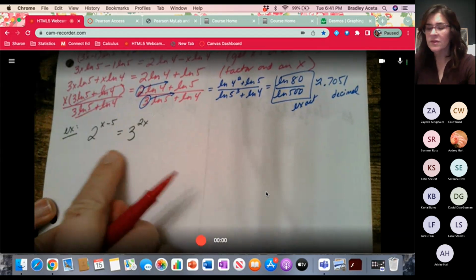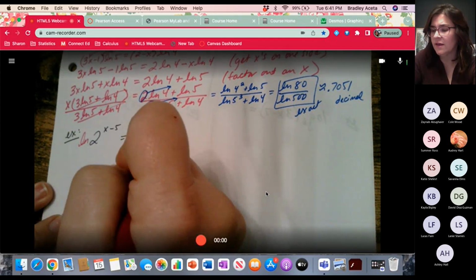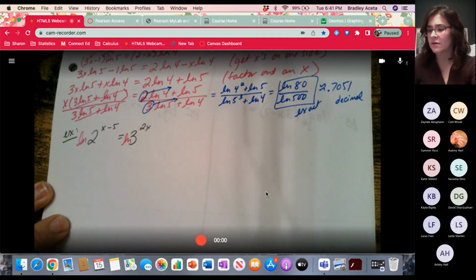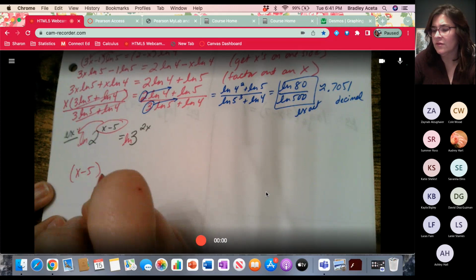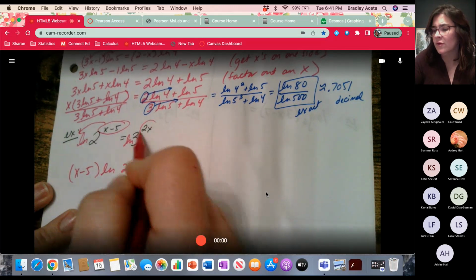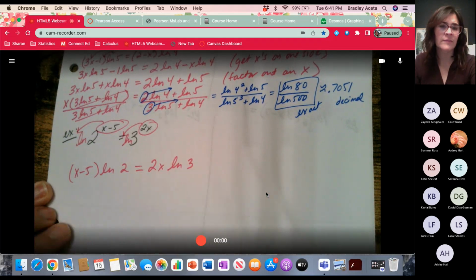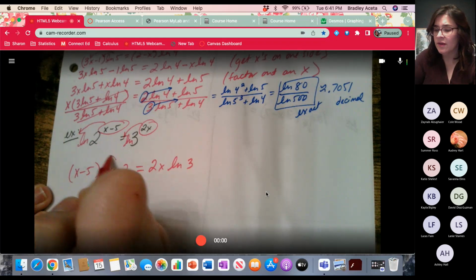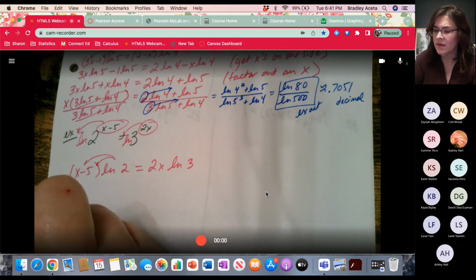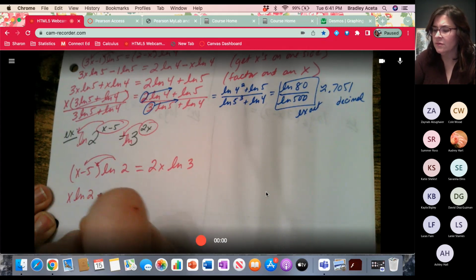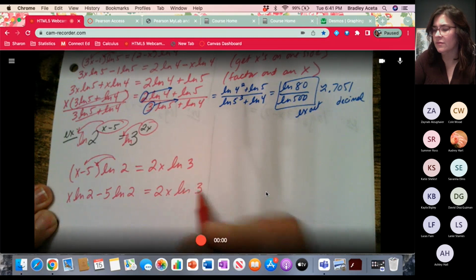All right. So let me do this one real quick. I just wanted to show you that. But again, process is take the ln, take the ln. Whatever you do to one side, you're doing to the other side. Bring the exponent down in front. X minus 5, ln 2. Bring the 2x down in front. 2x, ln 3. Distribute your ln if it can be. Let's see, this one was already distributed. There's no plus or anything. So this would be x ln 2 minus 5 ln 2 equals 2x ln 3.